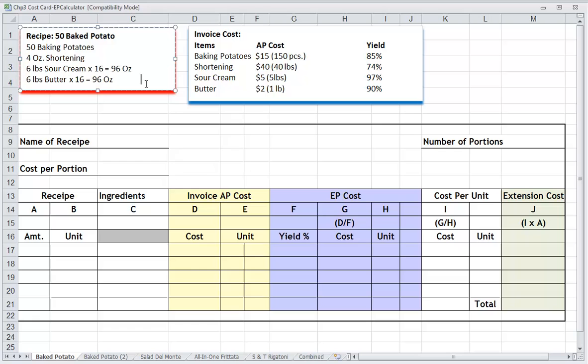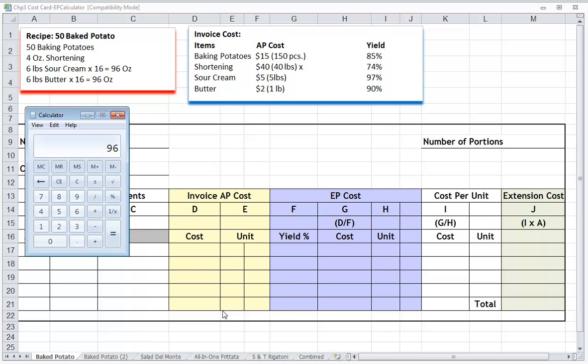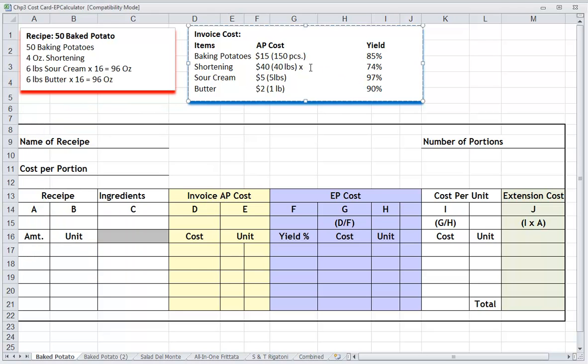Now I'm going to go ahead and do the same thing on the invoice. I'm going to convert the 40 pounds of shortening to ounces. So we're going to go ahead and take 40 times 16, and that should give us 640 ounces. Now we're going to go ahead and convert the sour cream and then later on the butter. Okay, now that we've converted everything into ounces, we're almost ready to start using the cost card.